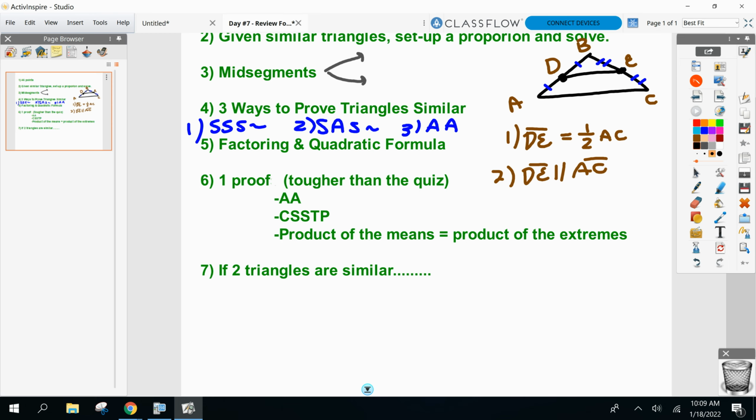Means and extremes. So let's remember the three-step process to get there. First, you need to prove your triangles similar by angle-angle. After that, you create your proportion by CSSTP. Then you say the means and extremes are equal: product of the means equals product of the extremes.